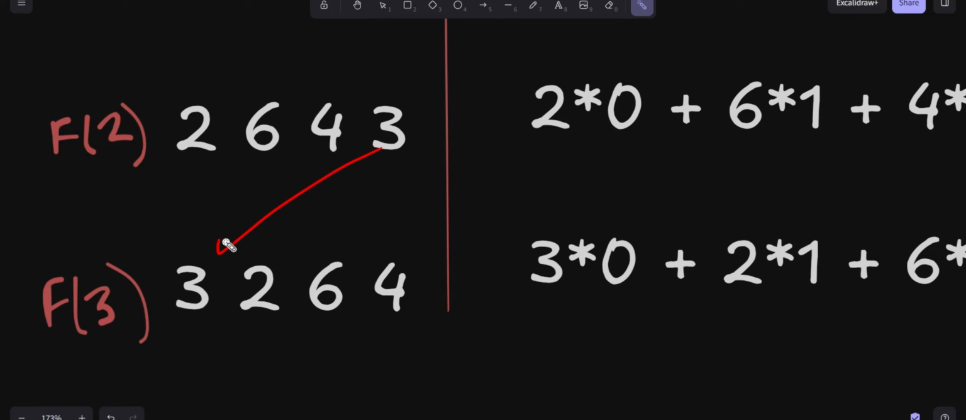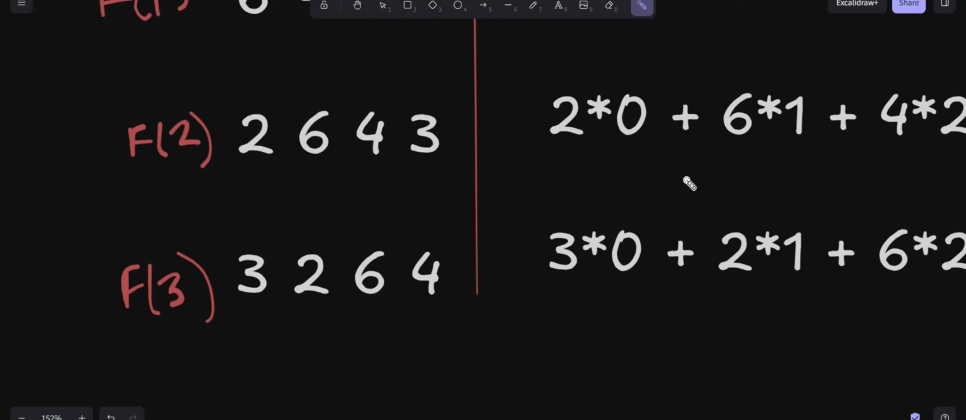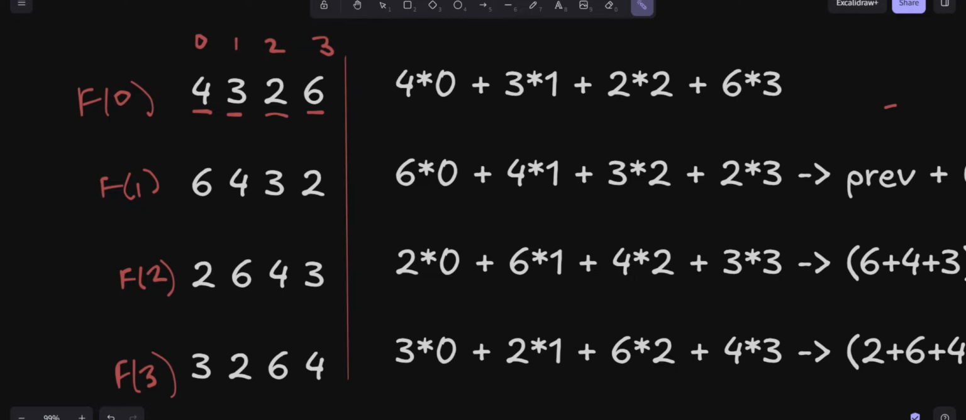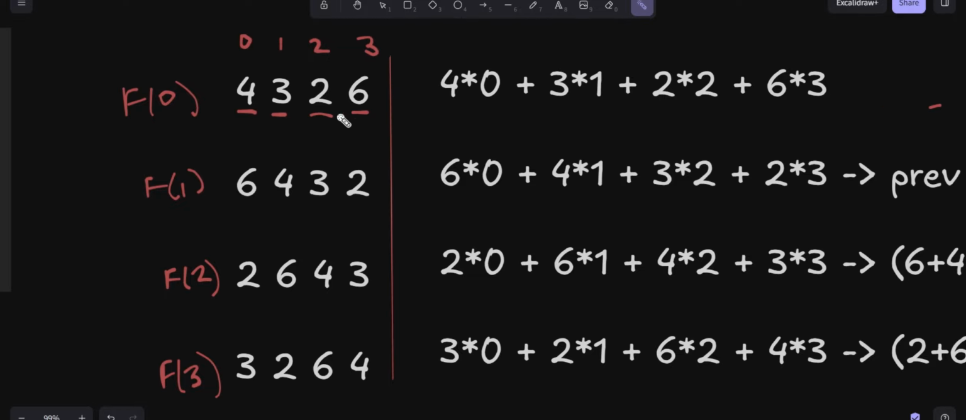so we know 3 has now become the zeroth element, and 2, 6, 4 are incremented by one index, right? So 3 is now not going to contribute anything, so the previous value is this and the next value is this, so minus 3 into 3 will do, and we'll simply add these values, 2 plus 6 plus 4, right? So basically we can observe a pattern here. First of all, 4 was the zeroth element, so we calculated f of zero's value and named it as previous. Now we are going to calculate f of 1 value.